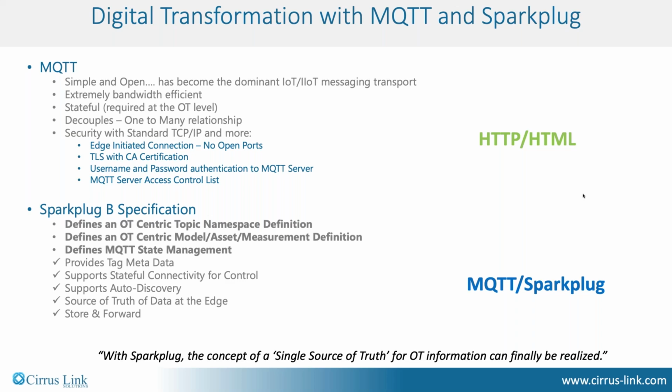Now, the wonderful thing about MQTT is you can publish anything you want on any topic. But as we start to scale, as we start to want auto discovery, the bad thing about MQTT is that you can publish anything you want on any topic.